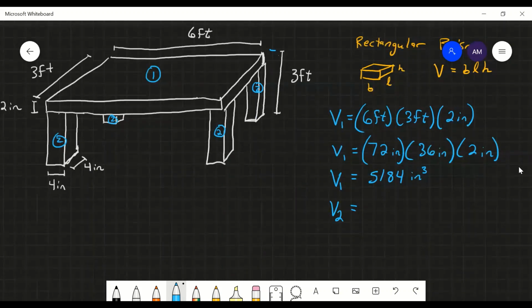So that means the base would be 4 inches, the length is 4 inches, but the height is going to be a bit different. So 4 inches for the base, 4 inches for the width. The height is going to be 3 feet minus that 2 inches. You know, it's the whole thing except for the thickness at the top. That's not part of the legs. We already accounted for that when we did the tabletop.